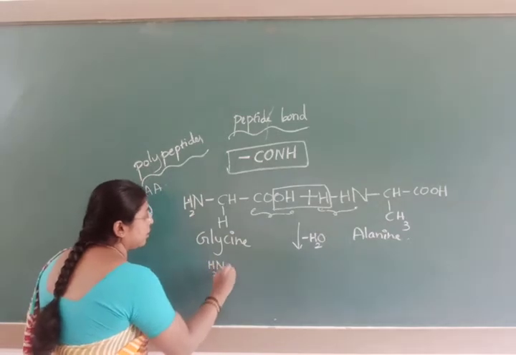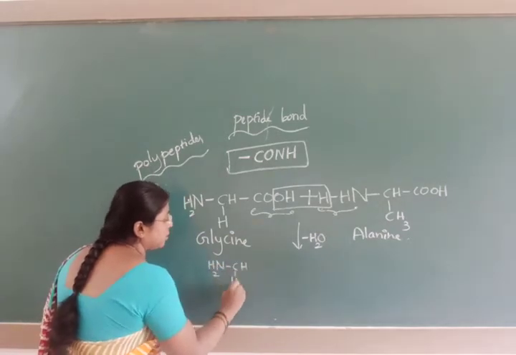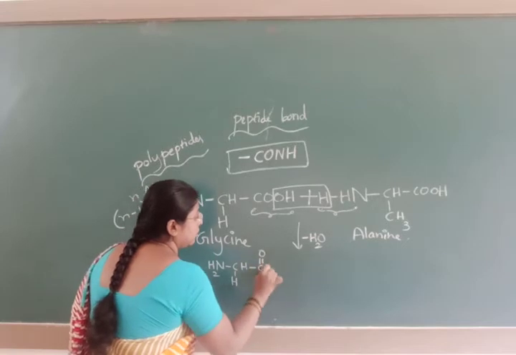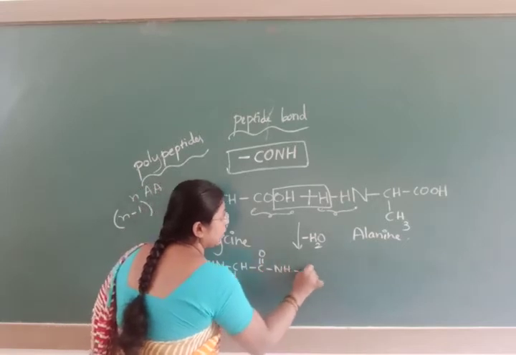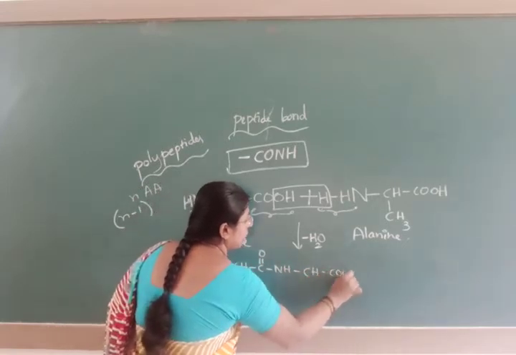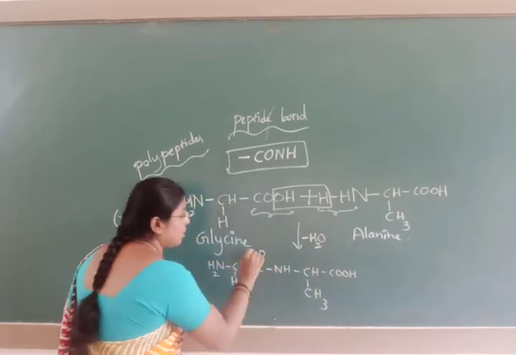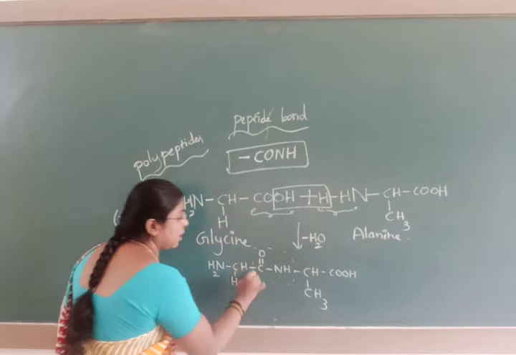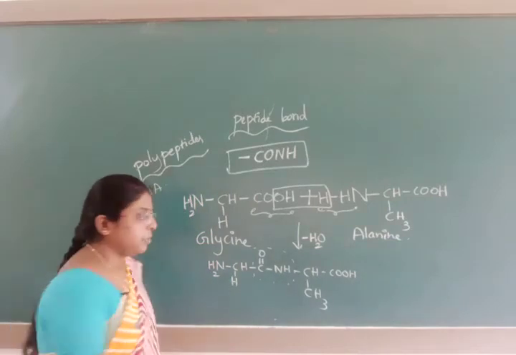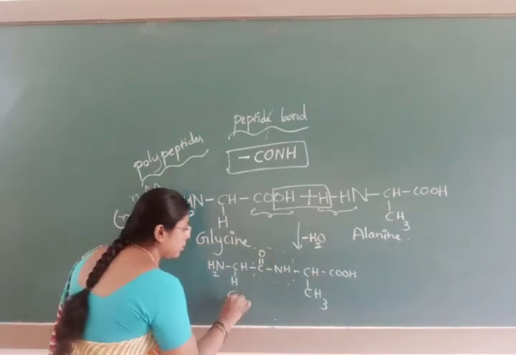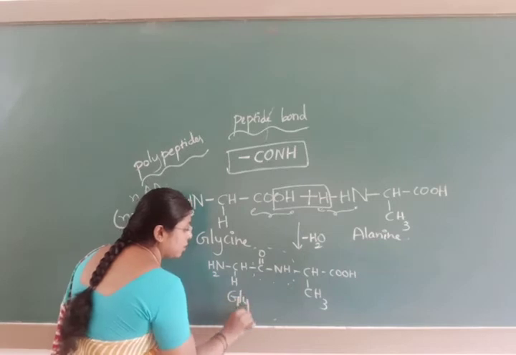NH2 CH2 CONH CHCOOH CH3. This compound is known as glycyl alanine. We can also write it in terms of its symbols as Gly-Ala.